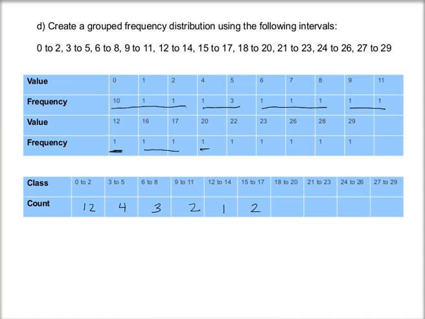18 to 20, again, is just going to be that 1. 21 to 23 is these values, which is 2. 24 to 26 is just the 26, so I'm going to have a 1 there. And finally, 27 to 29 is those values, so I have 2 in my last box there, and that fills in my grouped frequency distribution chart.